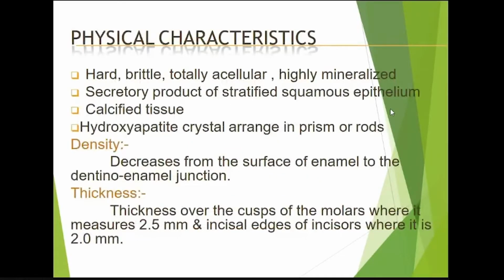Enamel, it is that matrix that covers the crown of the tooth, and it is the hardest tissue in our body. I mean harder than the bone. It is harder than the bone, but at the same time it is a brittle material or brittle tissue. Totally acellular, no cells in enamel.